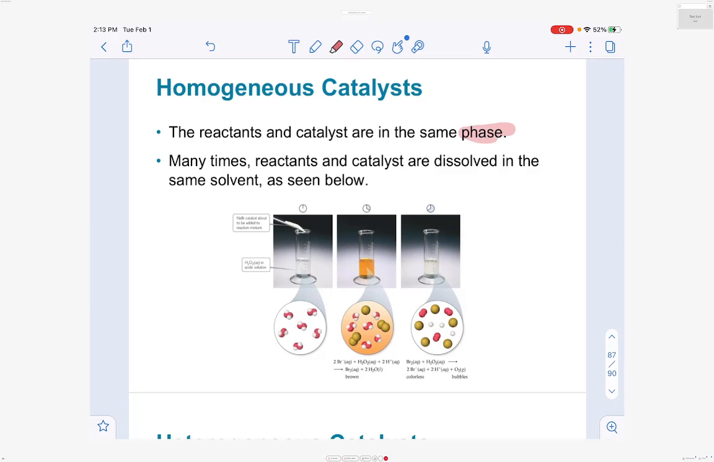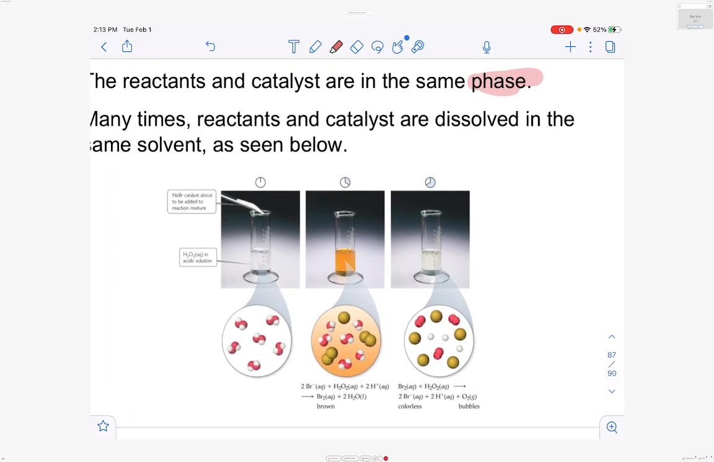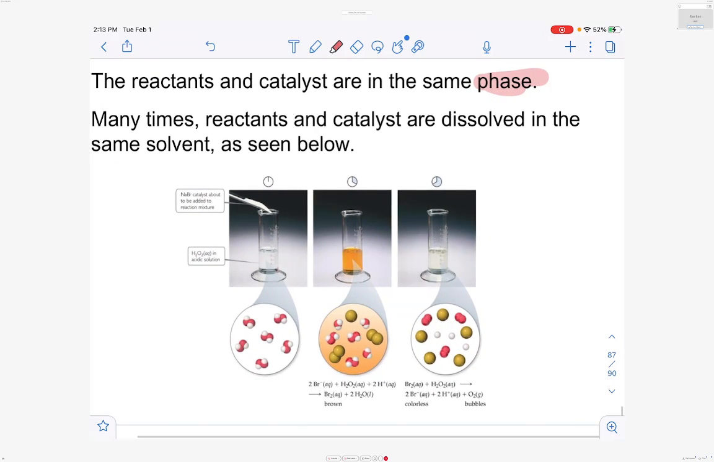They're in the same phase. For example, look at the diagram here. Your reactant hydrogen peroxide is in solution form. Although sodium bromide is solid, once you add it into the reaction mixture, it becomes homogeneous with the solution. It dissolves in the reactant.